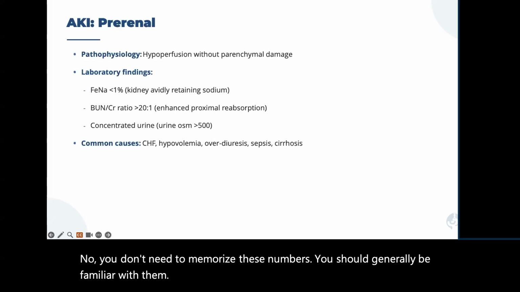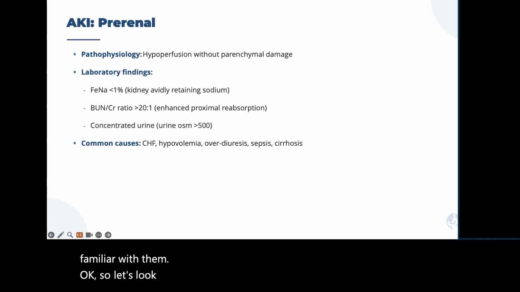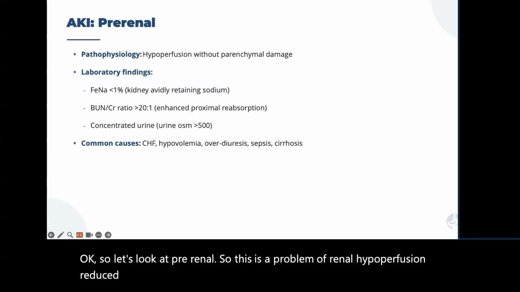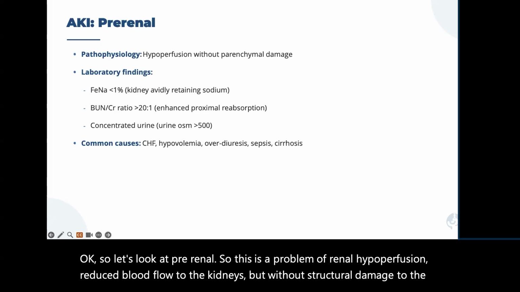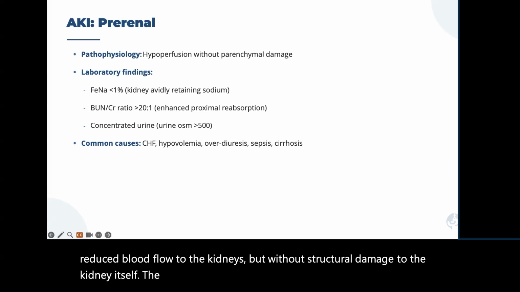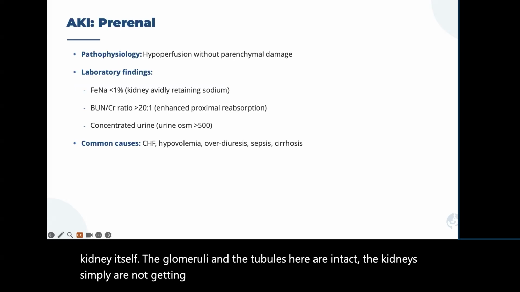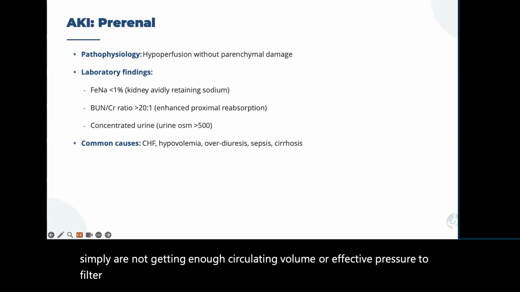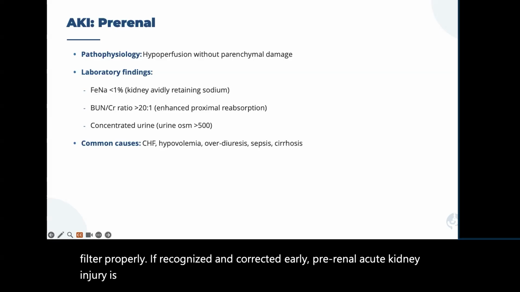Okay. So let's look at prerenal. This is a problem of renal hypoperfusion, reduced blood flow to the kidneys, but without structural damage to the kidney itself. The glomeruli and the tubules here are intact. The kidneys simply are not getting enough circulating volume or effective pressure to filter properly. If recognized and corrected early, prerenal acute kidney injury is completely reversible.